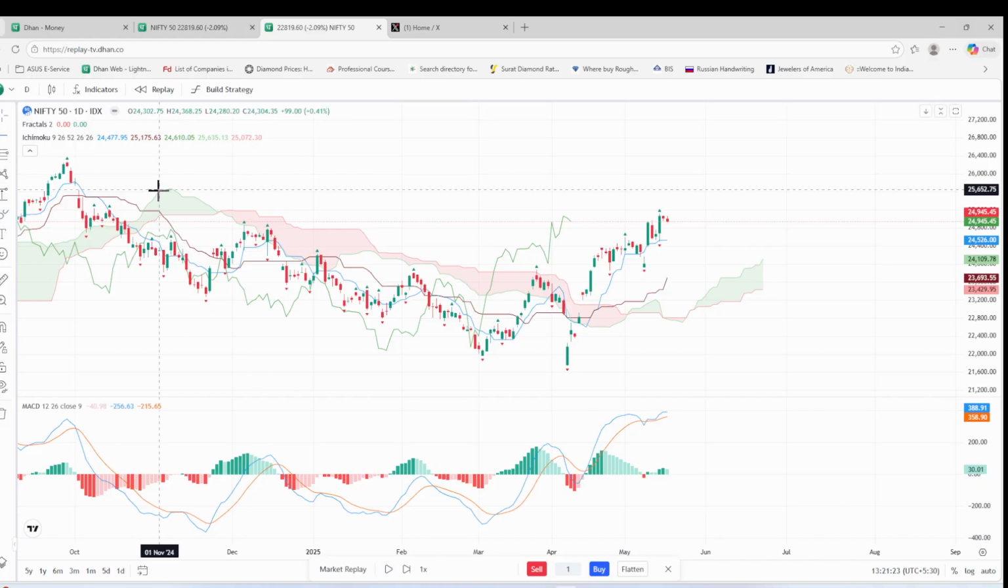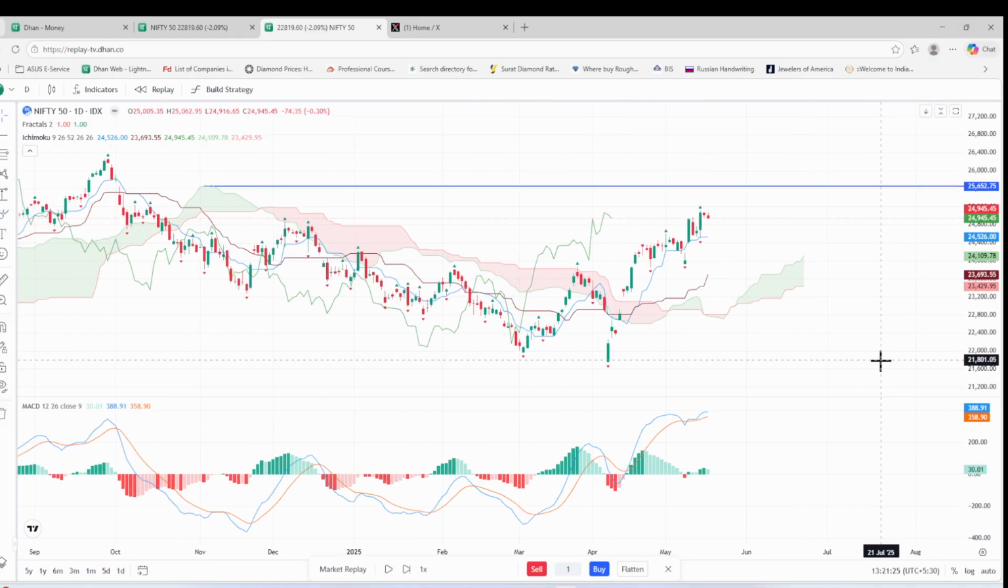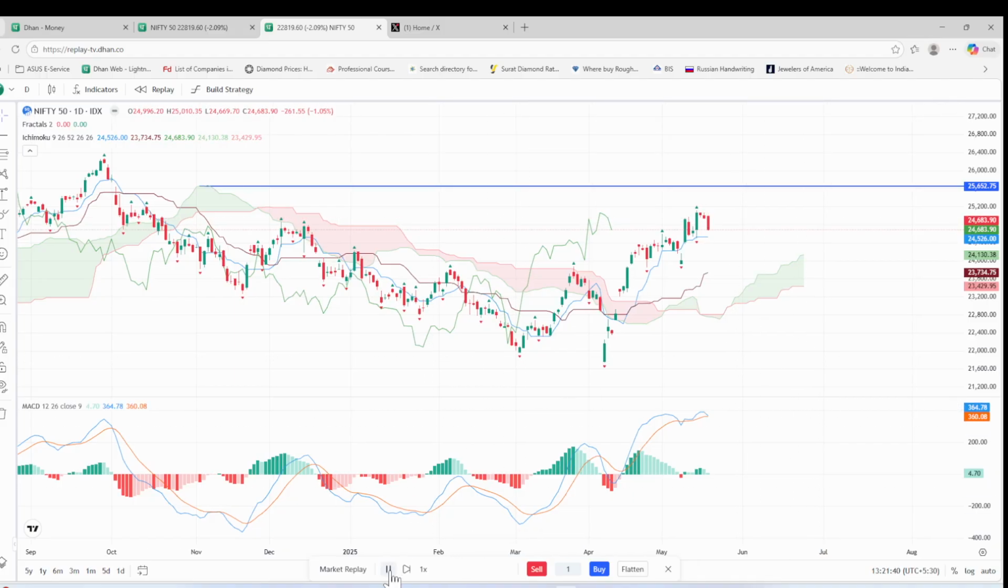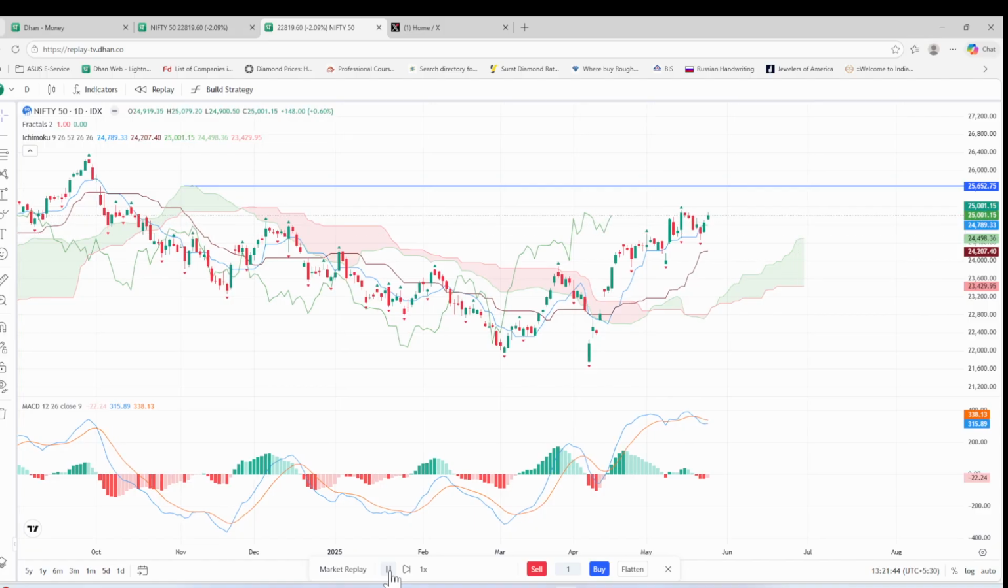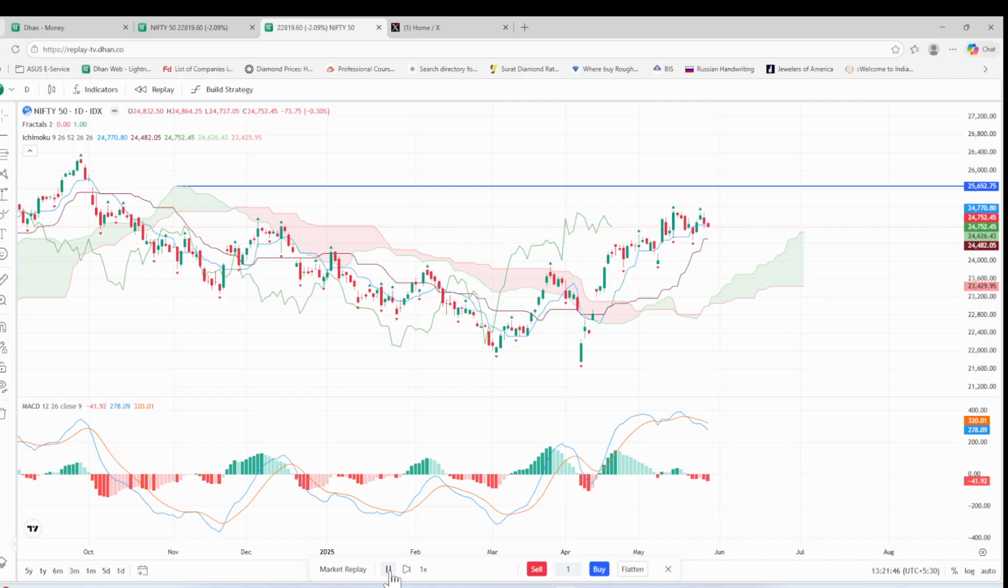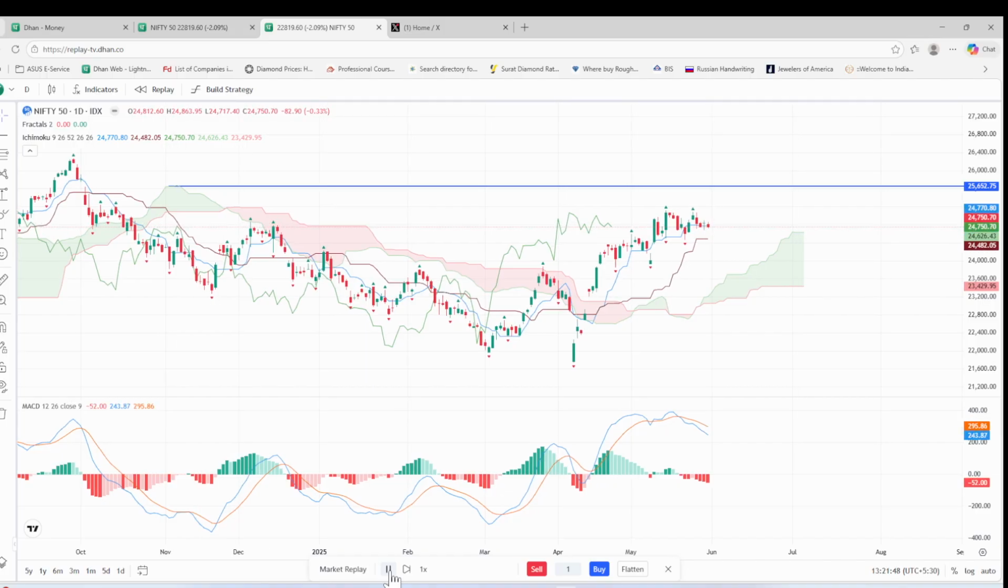Now it will go. It might test 25,656. So this is how we continuously check the Ichimoku. Now I have just explained to you how it works. Okay. Now I will give some analysis on Nifty. It's heading towards 25,650.